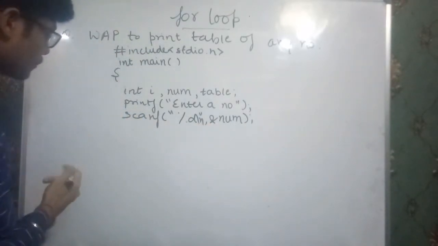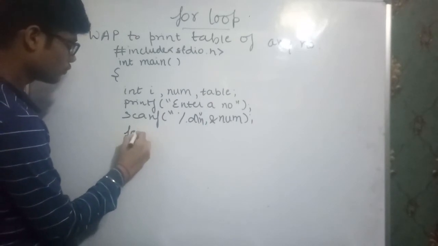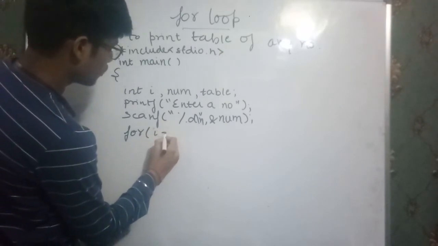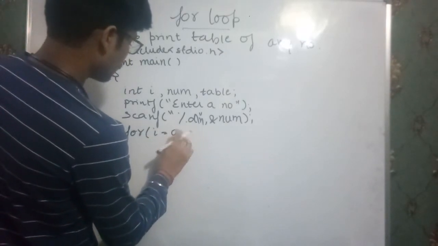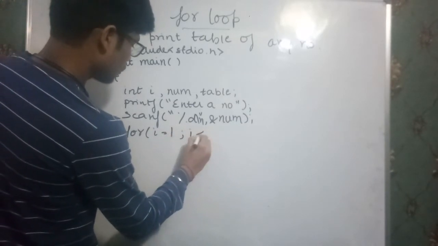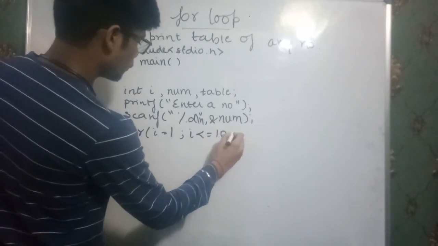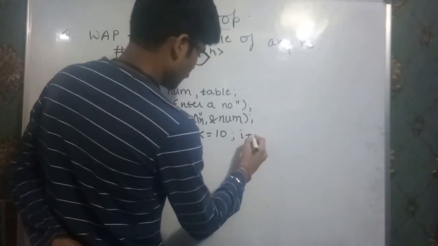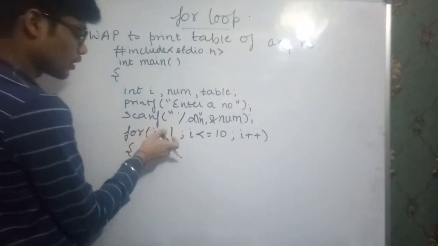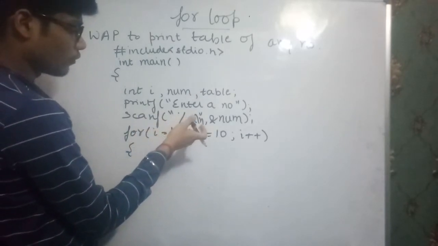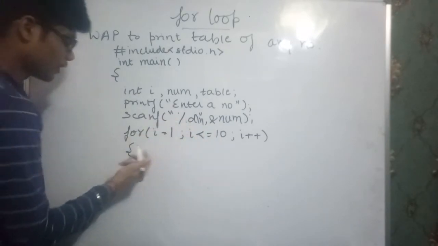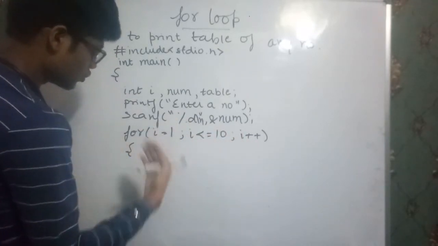After that we need a for loop: i is equal to 0, sorry, i is equal to 1, since the table will start from 1, i less than or equal to 10, as the table should go till 10, and i plus plus. So you all understand, we have to print a table of, for example, 5, from 1 to 10. That is why we are applying this for loop condition, and we are incrementing after each operation.